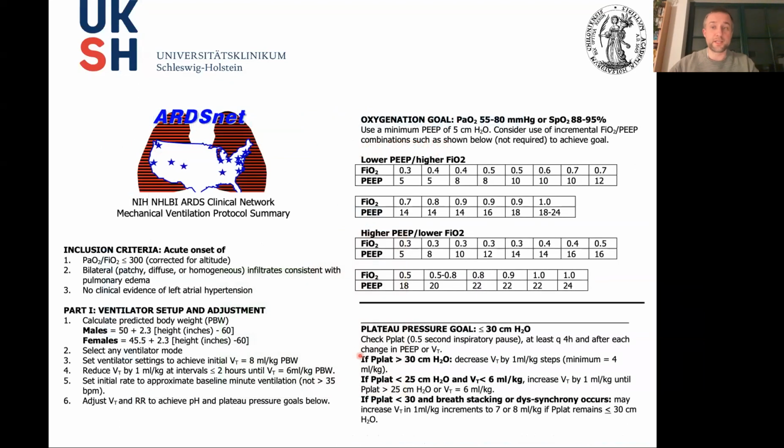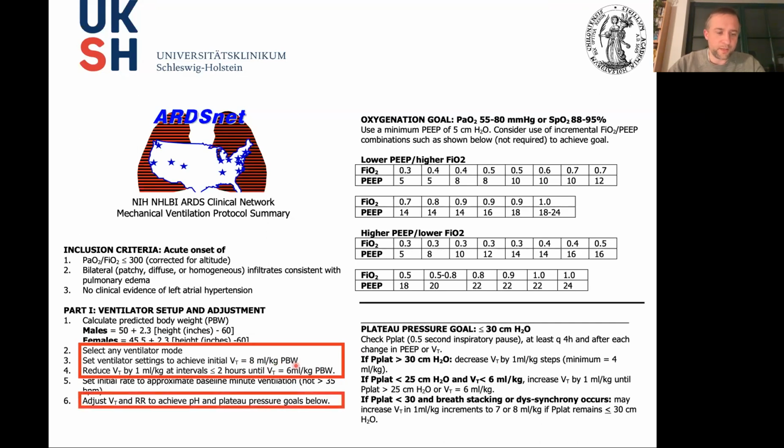And there are ventilator protocols readily available for download on the internet that tell you exactly that. How should you choose tidal volume and respiratory rate? Well, first select some ventilator mode and then set the ventilator to achieve an initial tidal volume of 8 mLs per kilo predicted body weight, and then reduce it to achieve the final goal of 6 mLs per kilo. And then adjust tidal volume and respiratory rate to achieve pH and plateau pressure goals.